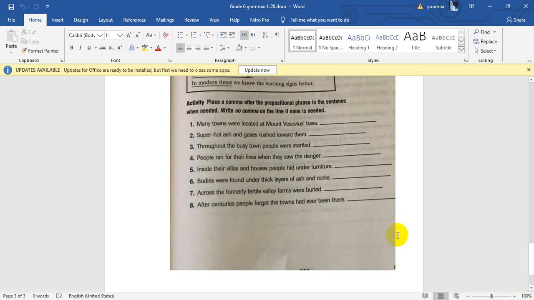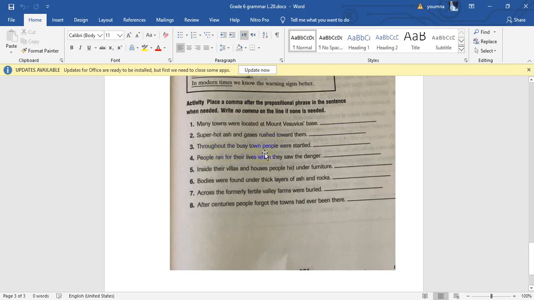Okay, if we will not use any comma, write in the space no comma. Okay, let's read the first one. Many towns were located at Mount Vesuvius base. Here, at Mount Vesuvius base, it's a part of it, right? So we will write here no comma. We will not add any comma. Number 2, super hot ash and gases rushed toward them. Here it's toward them, it's a part of it, so we will not put a comma, so put here no comma.